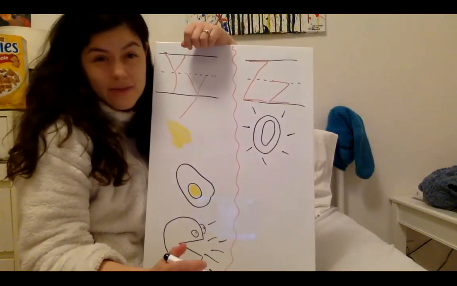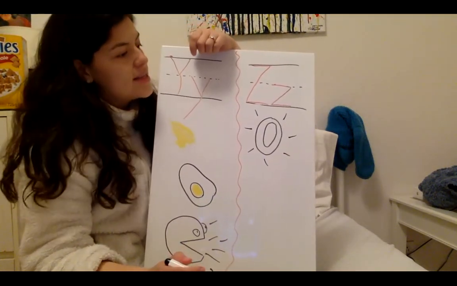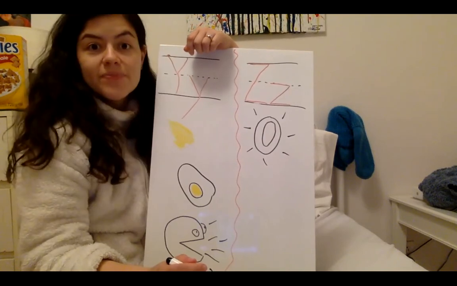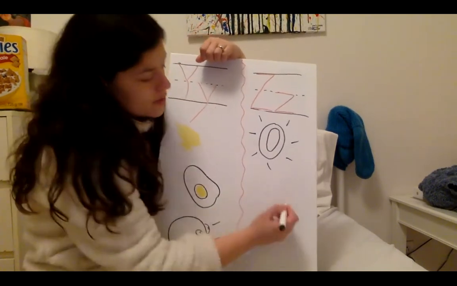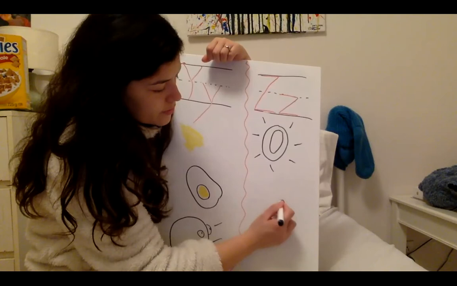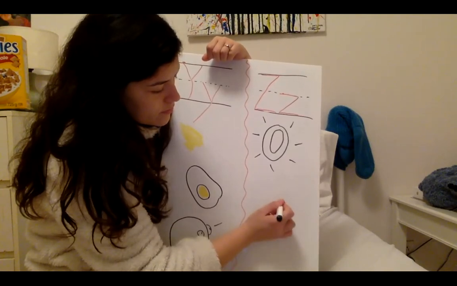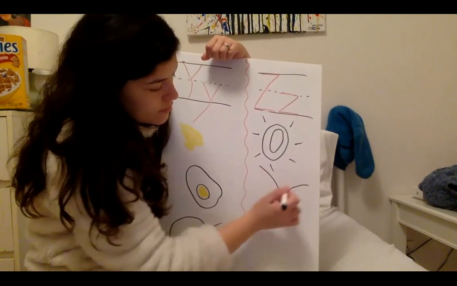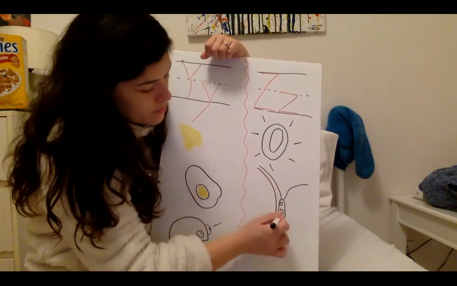Another thing that I can think of that starts with z is a zipper. Zipper. How can I draw a zipper? There we go.